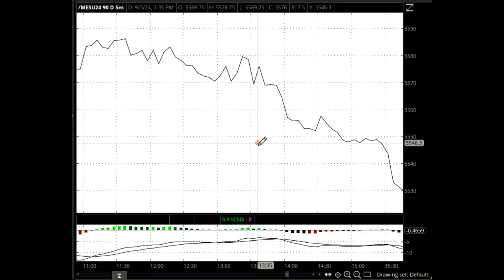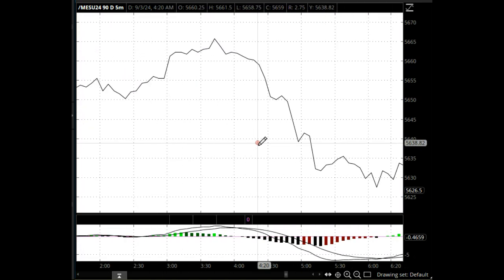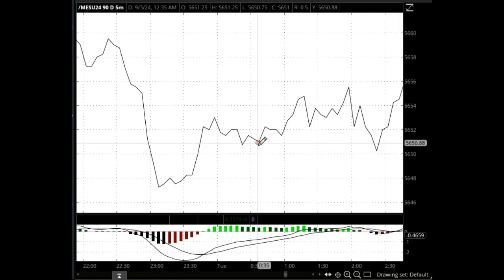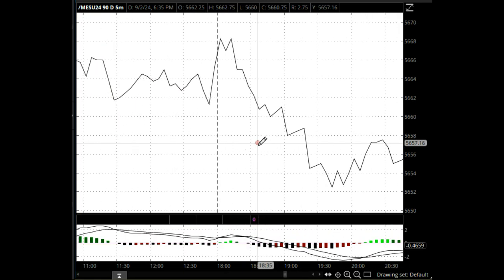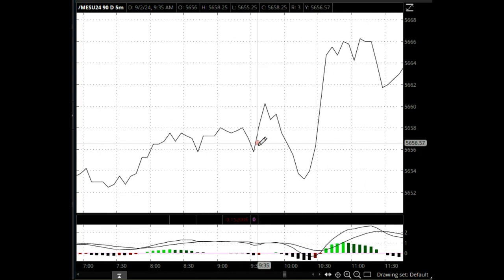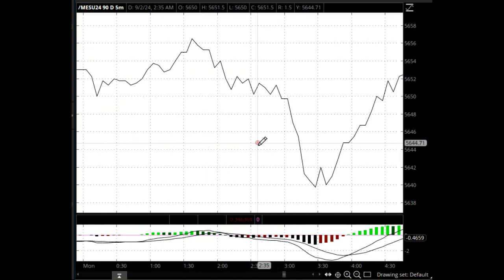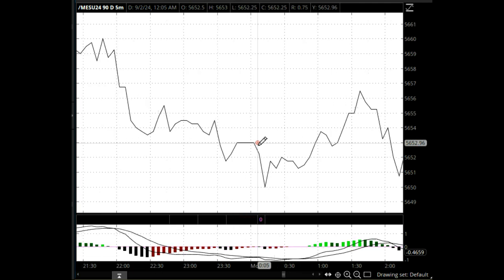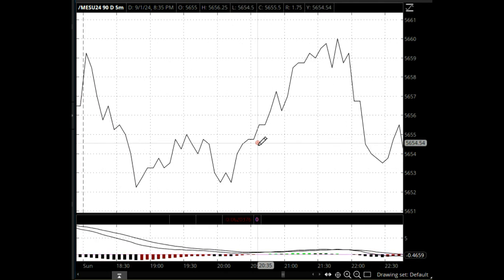Okay, now this is on a 5 minute chart. You can do this on any market. I'm repeating myself, and I'm trying to find another fractal. Again, they're going to appear occasionally. They are random.